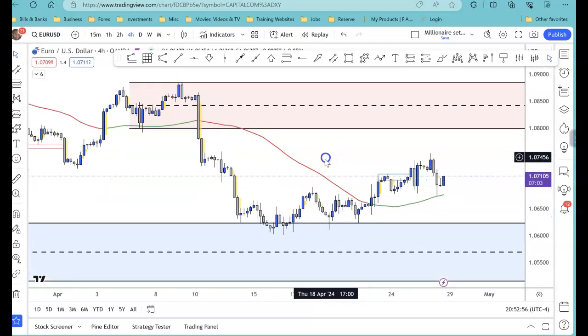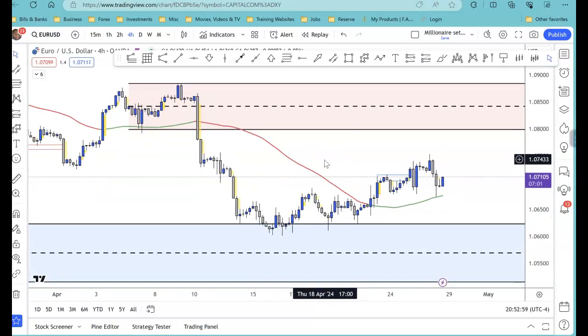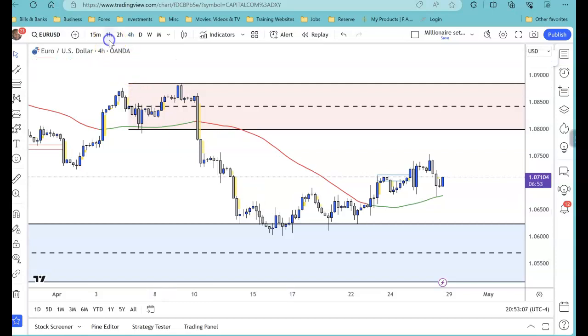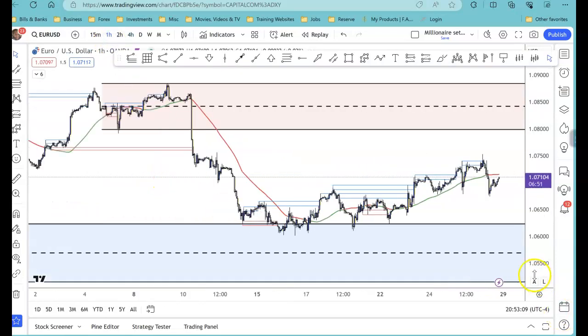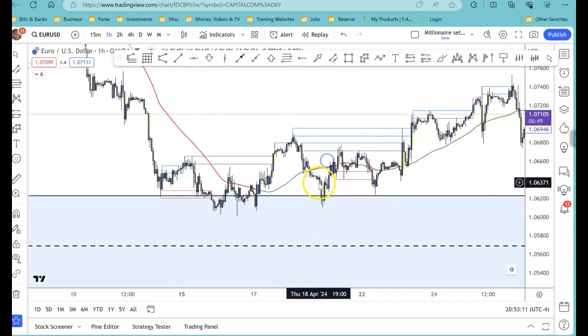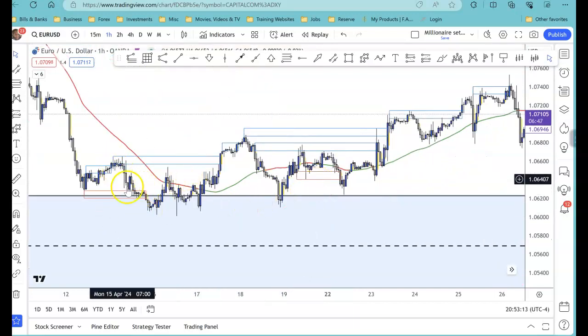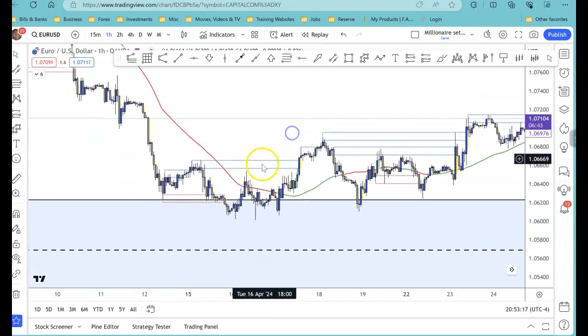So on the 4 hour time frame, we've identified the daily demand on the higher time frame, and now we're waiting for a buy. We can go to the 1 hour time frame and wait for the market to come to this zone, and wait for confirmation before you get into a buy.